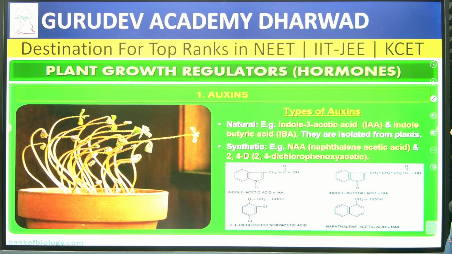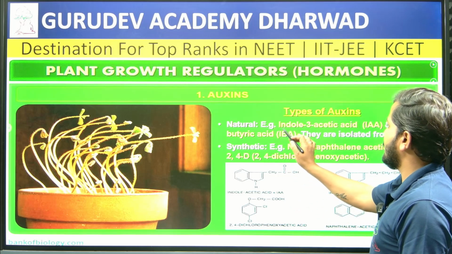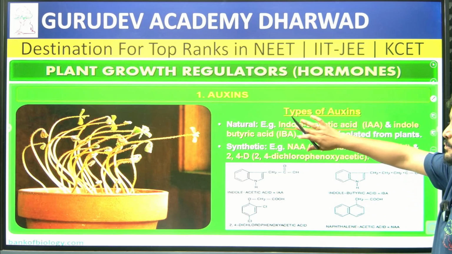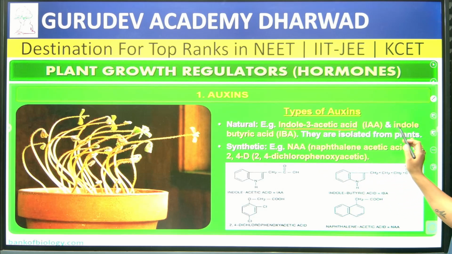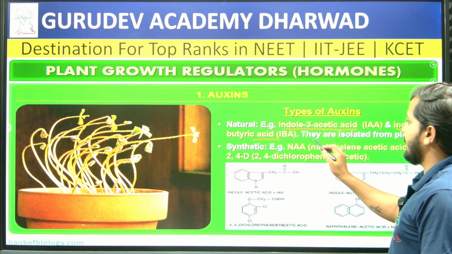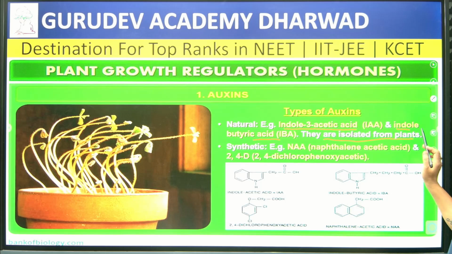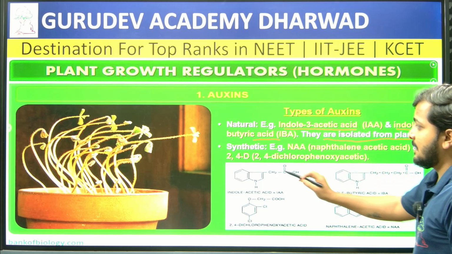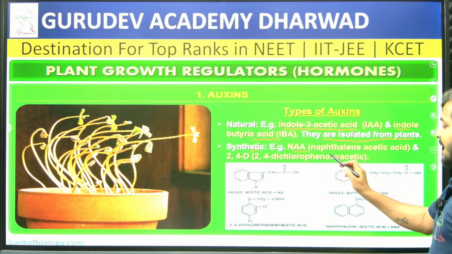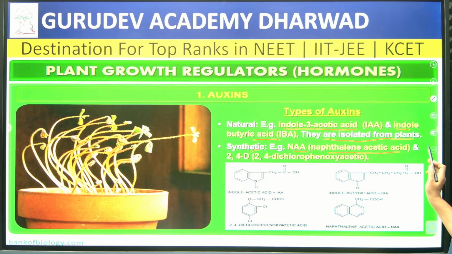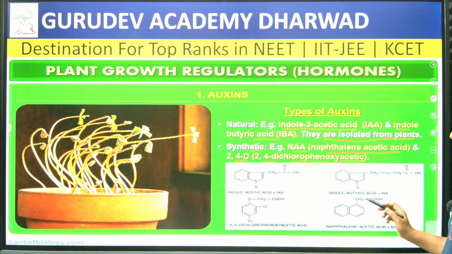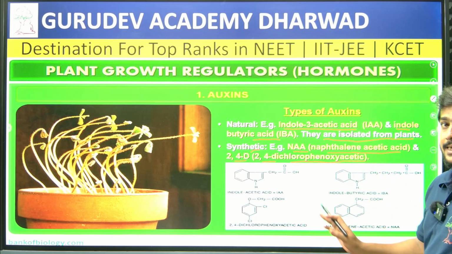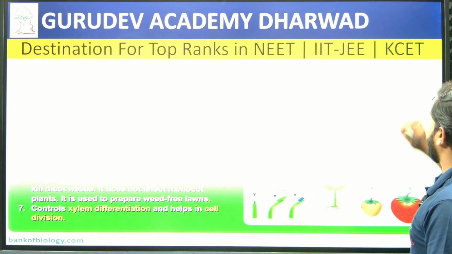Then types of auxin: naturally formed auxins are indole-3-acetic acid. You should remember which one is natural and which one is artificial or synthetic. So indole-3-acetic acid, IAA, and indole butyric acid, IBA, are isolated from the plant. Synthetic forms of auxin are NAA, that is naphthalene acetic acid, and 2,4-D, that is 2,4-dichlorophenoxyacetic acid. So these are two natural and two synthetic types of auxins. That is what you should remember here.